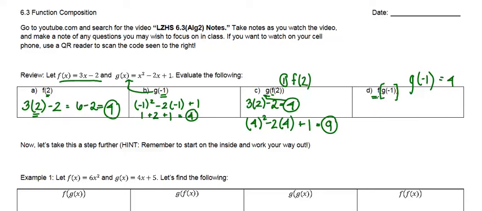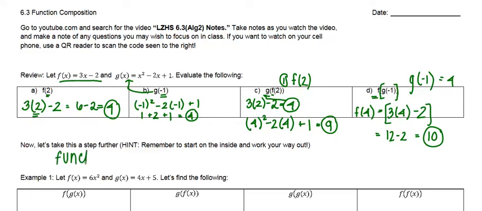As soon as I find my answer for the inside portion, I'm going to take this and plug it into the outside. So I'm going to go ahead and plug it into f. So f of 4 equals 3 times 4 minus 2. Remember that when you're evaluating, you're only looking at the function itself. So 3 times 4 is 12, and 12 minus 2 gives me a final answer of 10.